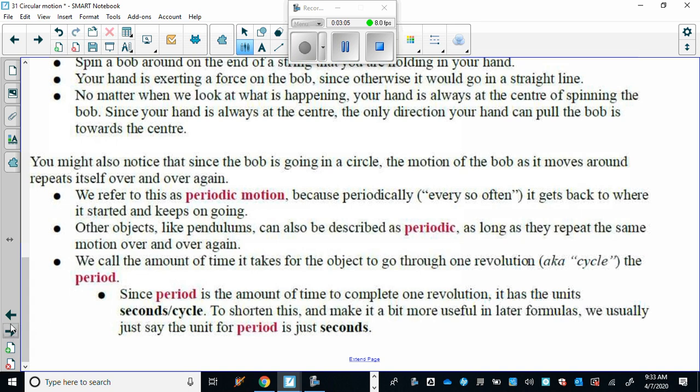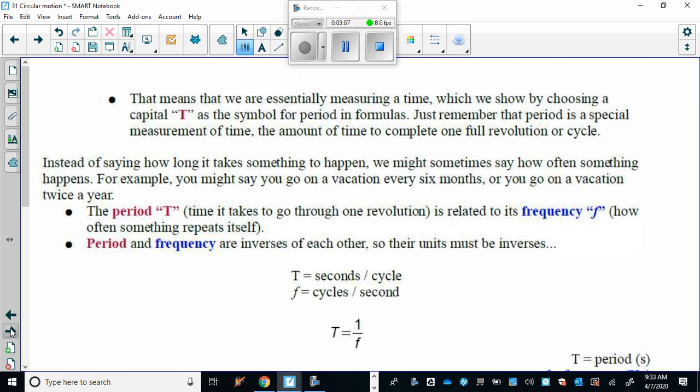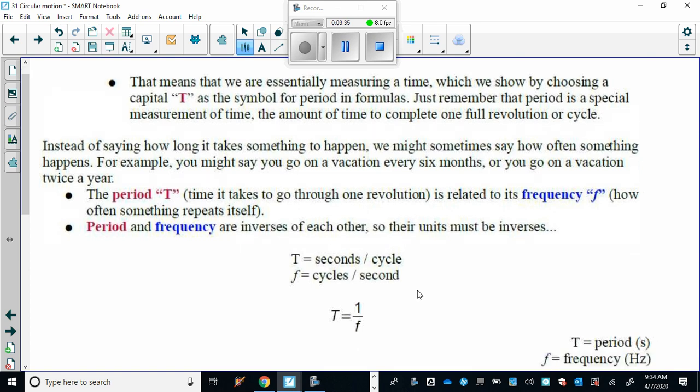The inverse of that, or the reciprocal of that, is frequency. So T, capital T, is now going to represent period. It is a very specific type of time. It's the time that it takes to go through one revolution. The reciprocal of that is called frequency. So if seconds per cycle is period, then cycles per second is frequency. And the frequency is how many cycles, how many times it goes around in 1 second.